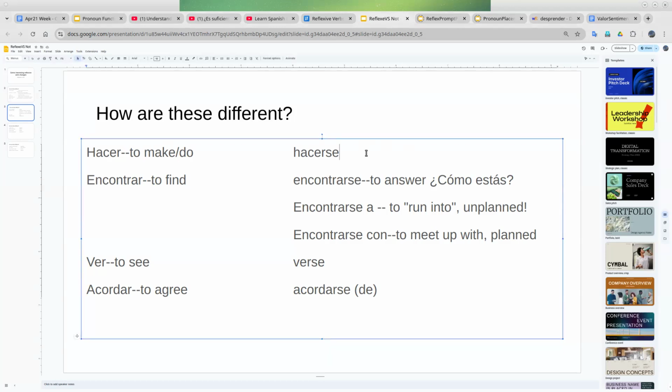Hacer means to make or to do. Hacerse can actually mean a lot of things, but often when it's hacerse, it means to become.